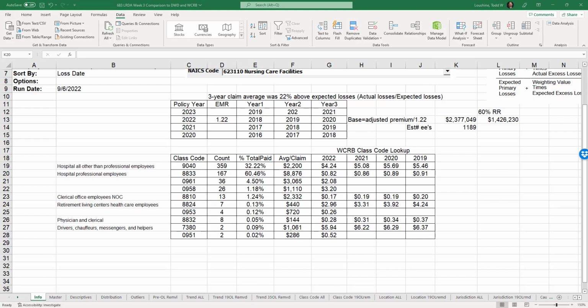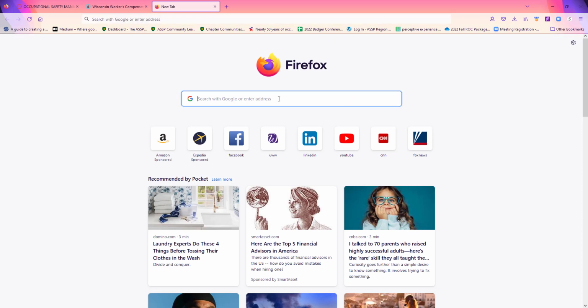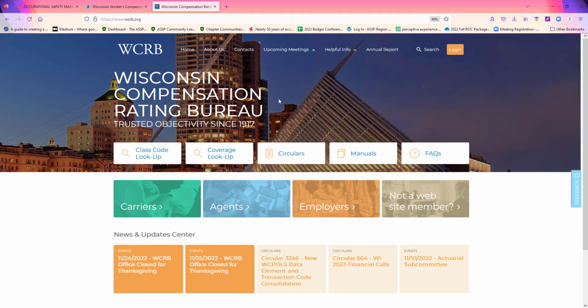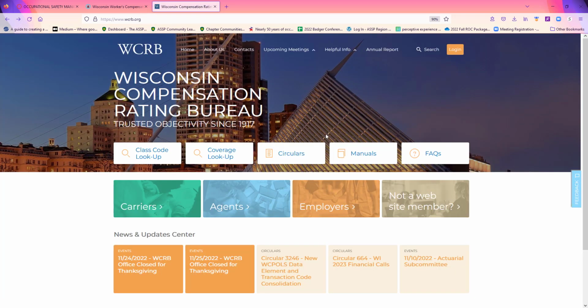All right, so you're like, how do I find those? Open up a web browser. I think it's wcrb.org. It's a guess. We've looked at this before, right? If you want information, like I just found on the EMR, you can look under manuals. It's got an EMR manual. That's where I took it from. I copied the equation out of there.